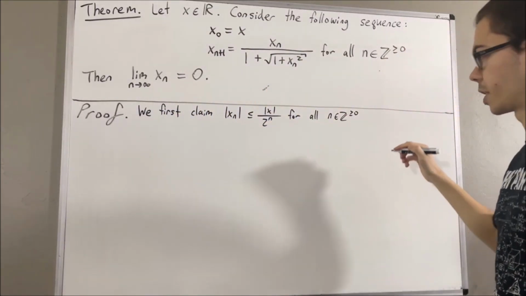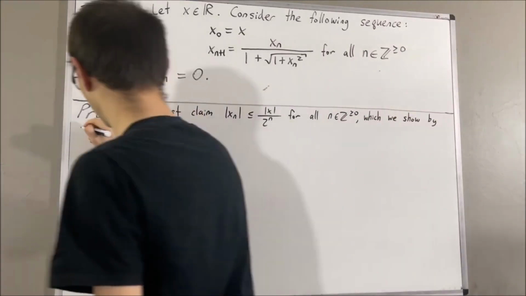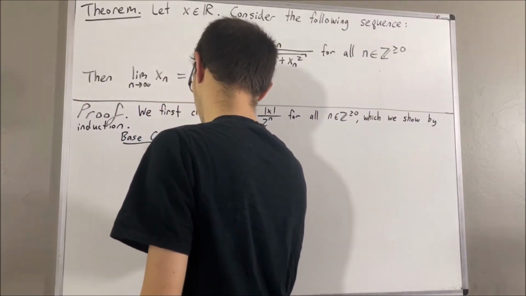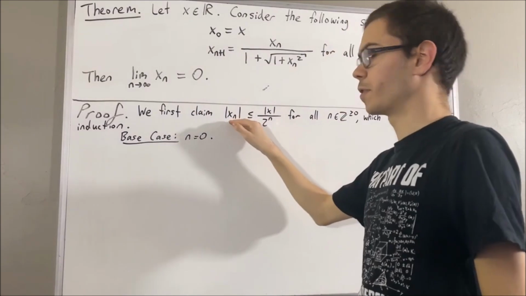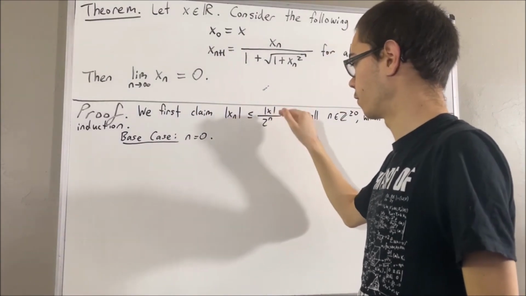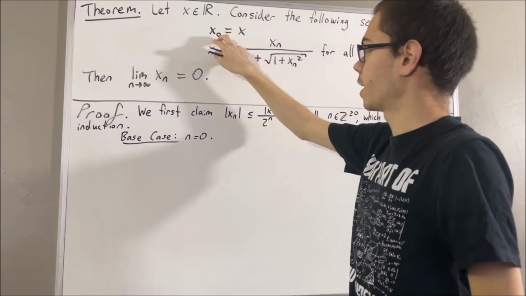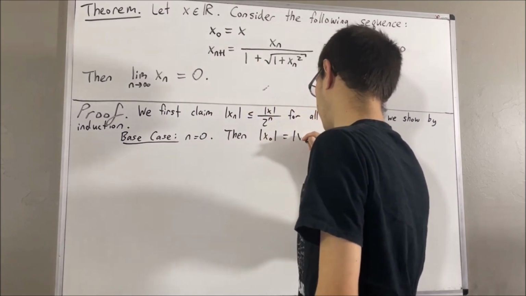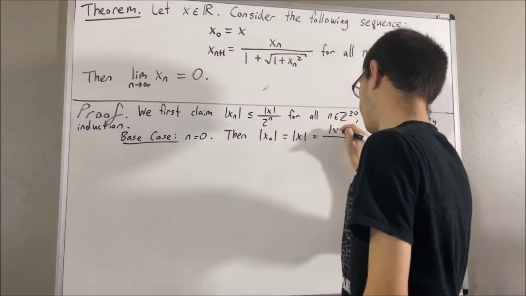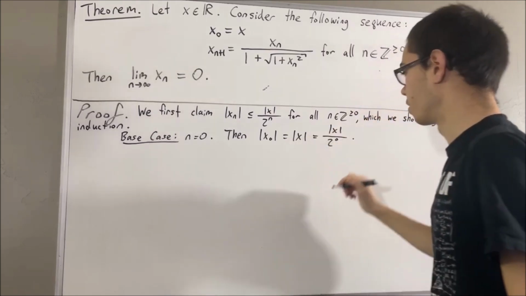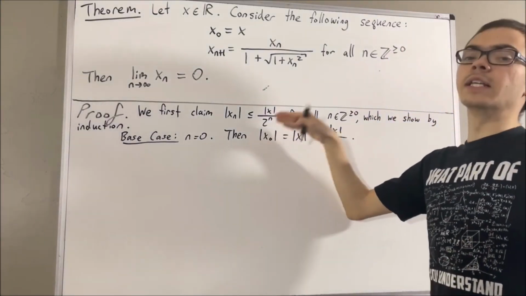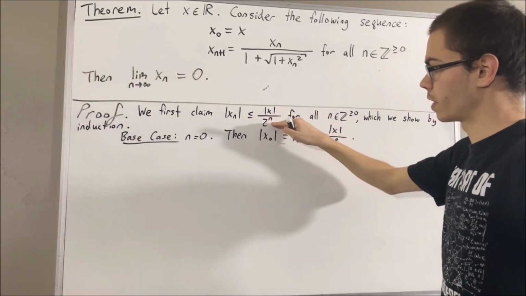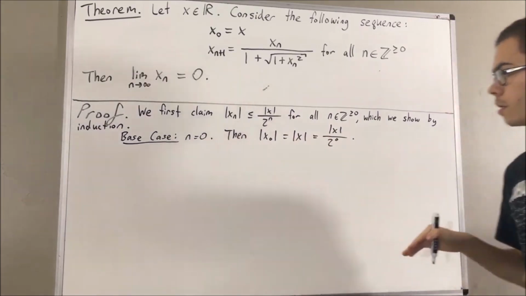And we're going to show this by induction. And so, let's start with the base case. In the base case, we're trying to show that absolute value of x_0 is less than or equal to absolute value of x over 2 to the 0. Well, we know that x_0 is equal to x, so absolute value of x_0 is equal to absolute value of x, which is, of course, equal to absolute value of x over 2 to the 0. So we have absolute value of x_0 is less than or equal to absolute value of x over 2 to the 0. So we have shown that this is true in the case where n is equal to 0. So this completes the base case.